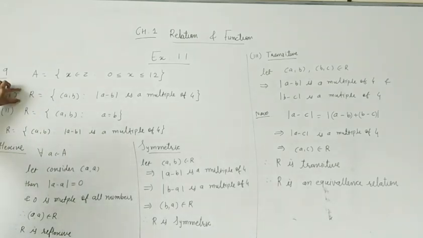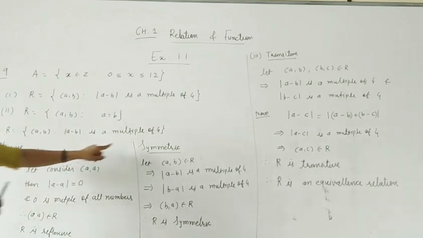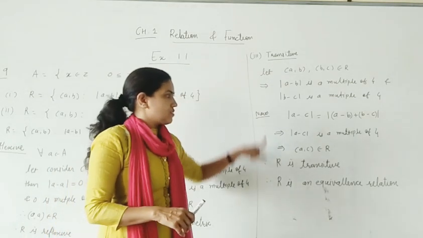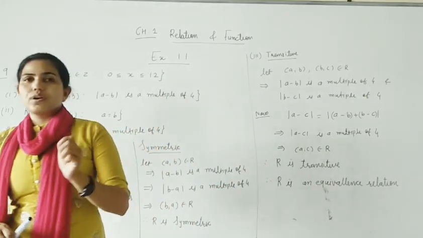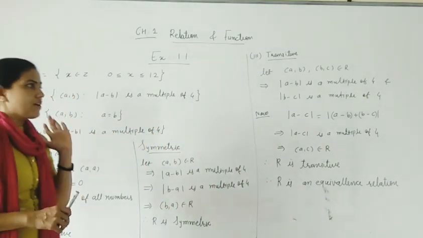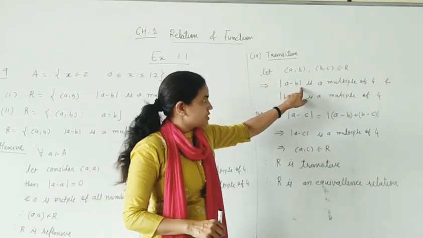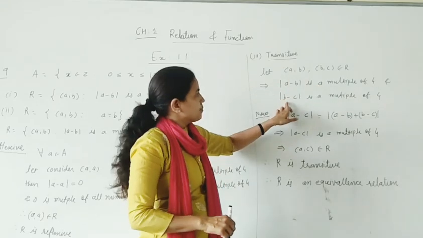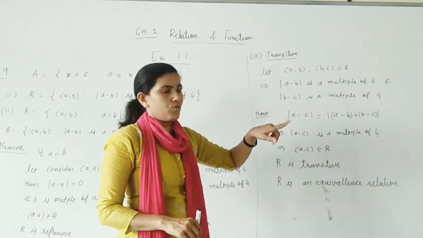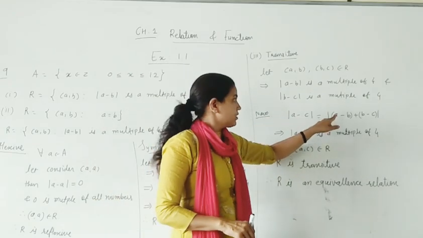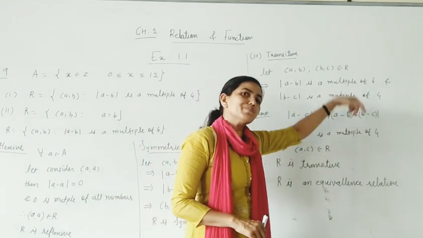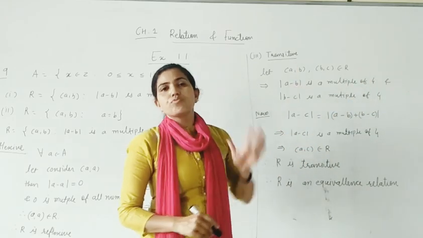So here, in question number 9, part 1, we had to show that it is an equivalence relation. Again I am repeating, students, whenever we have to prove an equivalence relation, we have to show it is reflexive, symmetric, and transitive. If all three properties hold, then it is called an equivalence relation. In the third part, you can see that if a minus b is a multiple of 4 and b minus c is also a multiple of 4, then a minus c, which can be written as a minus b plus b minus c, will also be a multiple of 4.